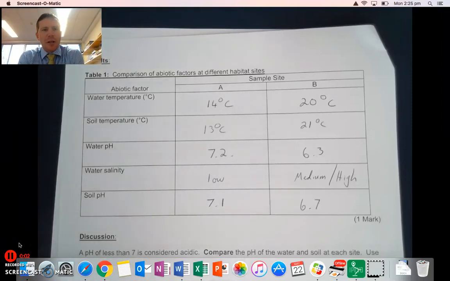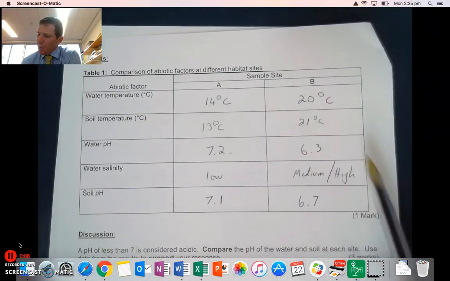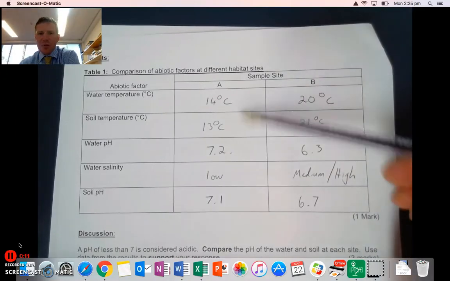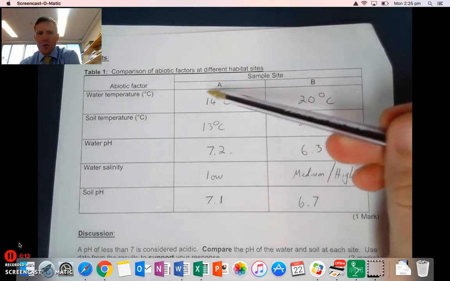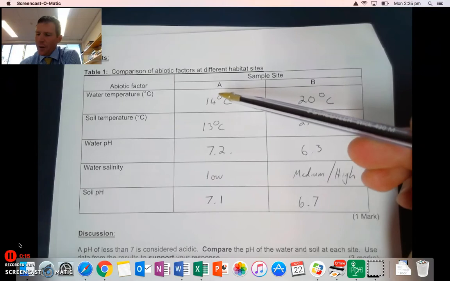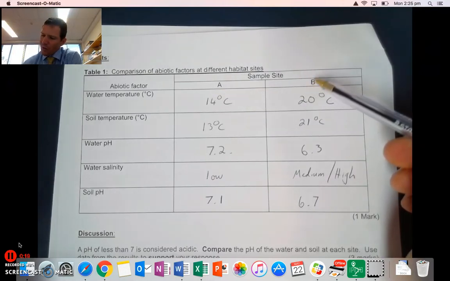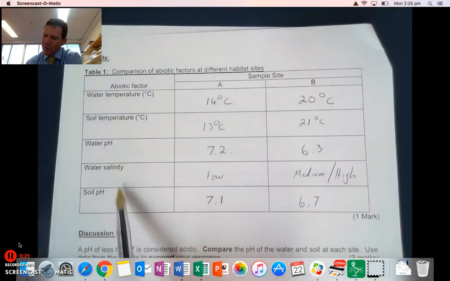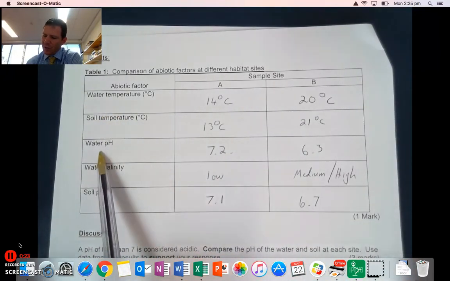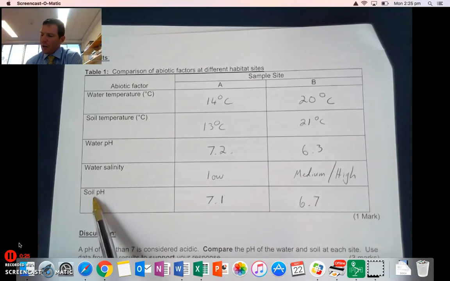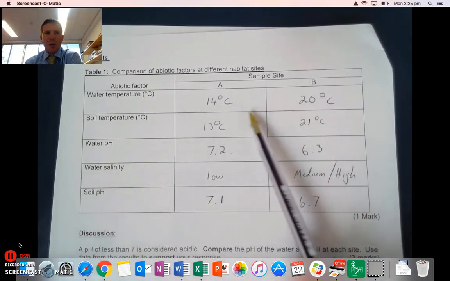We're just going to quickly analyse the results that we got. Now I've made up some here, so these are completely made up. But what I've done is I've made up some results for sample A, which we said was the flowing water, and B, which we said was the stagnant water. Okay, so I've gone ahead and done my 5 tests: water temperature, soil temperature, water pH, water salinity, and soil pH. Okay, and now I want to look at these and compare and contrast.